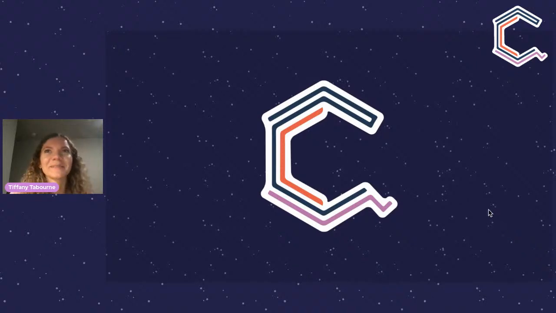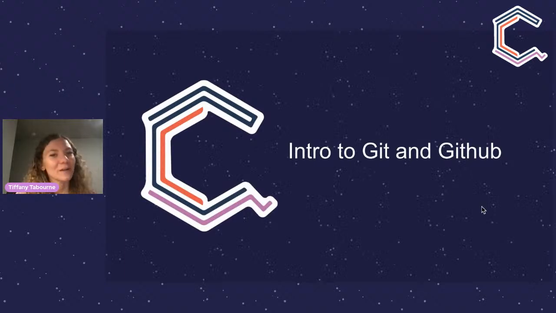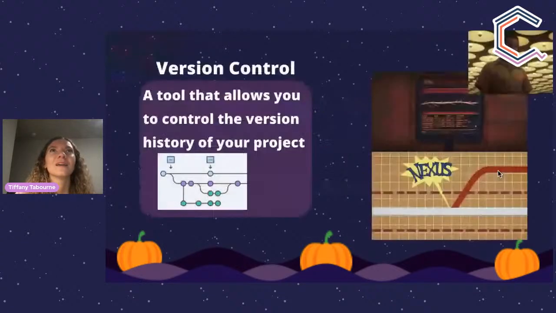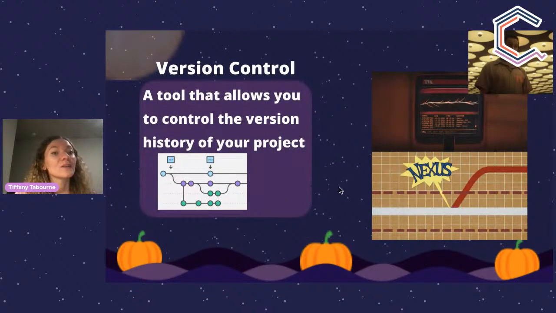Hey guys, welcome to the intro to Git and GitHub. I am excited to be here to show you what Git and GitHub is. Before we talk about Git and GitHub, first let's talk about version control. So, what is version control? Version control is a tool that allows you to control the version and history of your project.